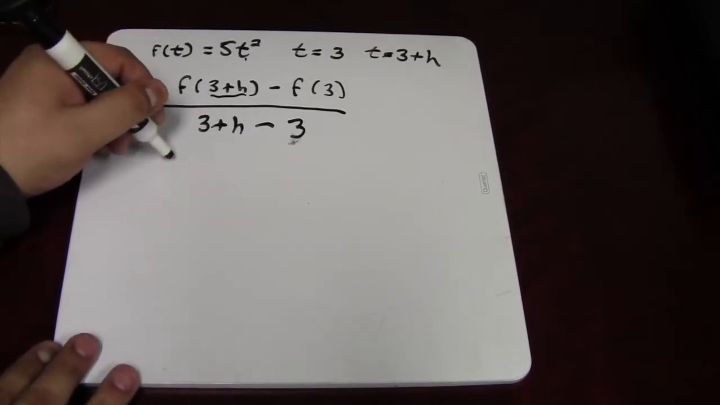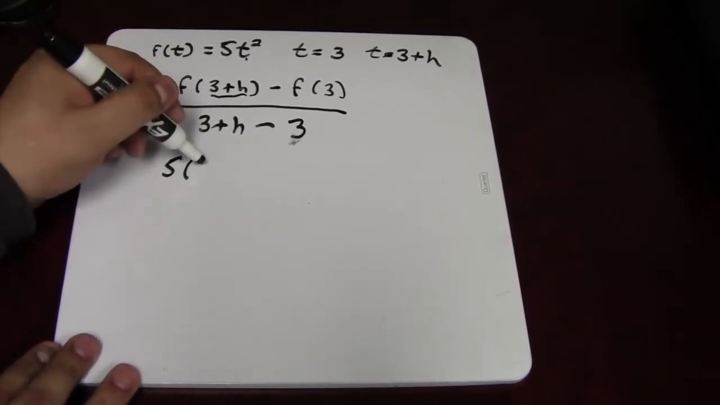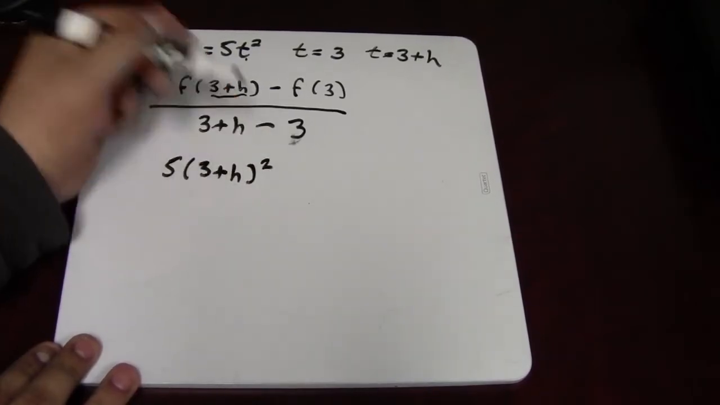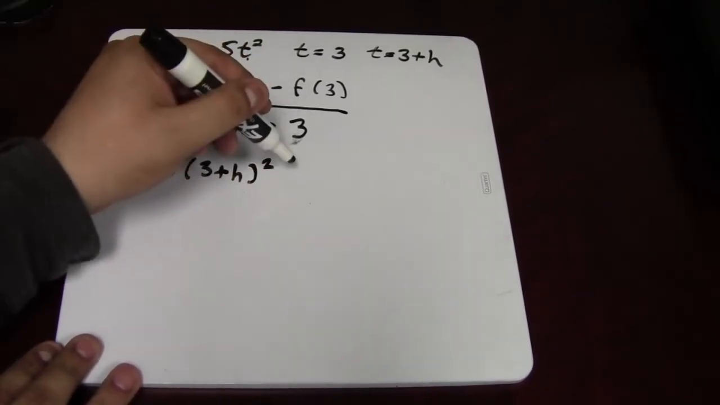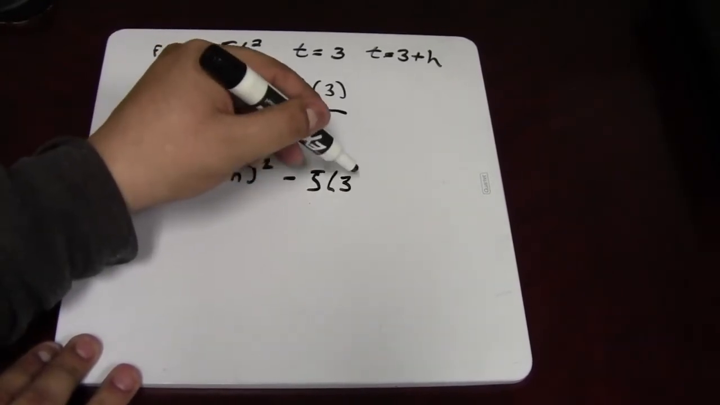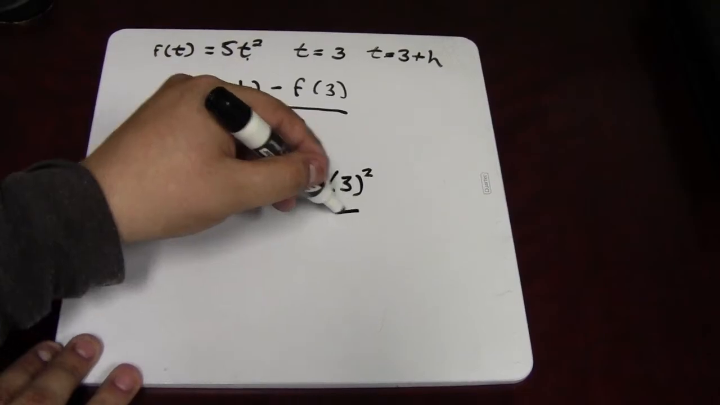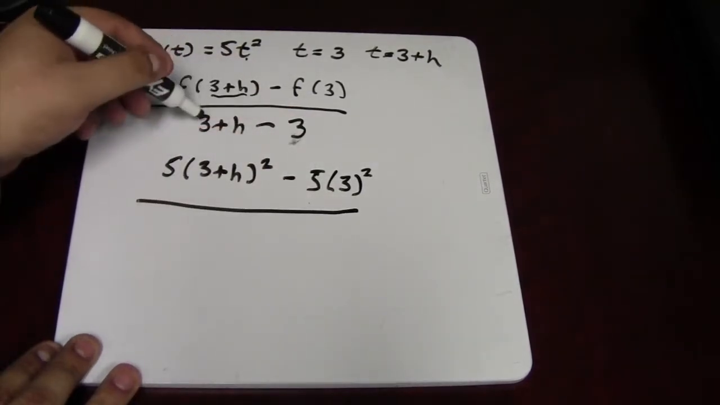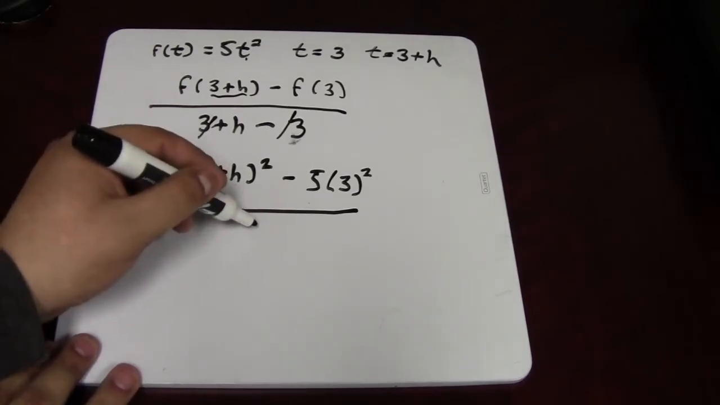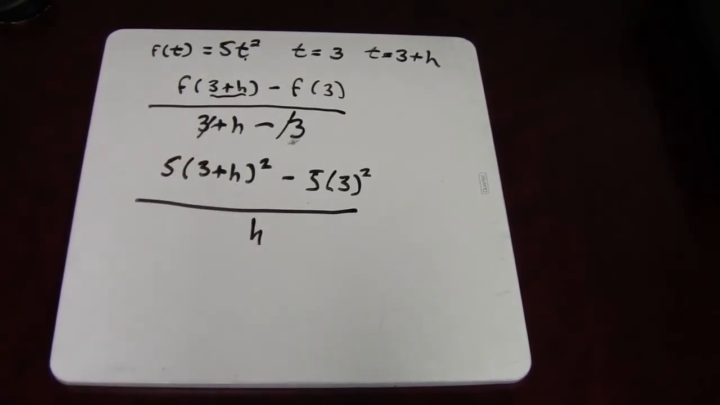So now what we have is 5 times 3 plus h squared minus 5 times 3 squared all over, and we can go ahead and see here that these 3's are going to cancel to 0. They're going to subtract out and become 0. So all I have left down here is an h.